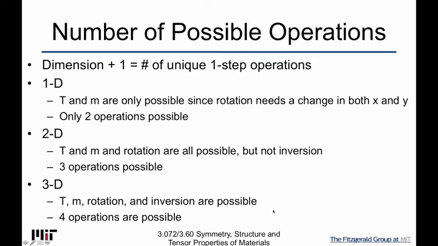So if we think about dimensionality, we just went over the 2D case, and you can see we have reflection, translation, and rotation. So the possible operations that are the simple ones, I've got 3 operations in 2D. So basically it's dimensionality plus 1 that gives the unique one-step operations.